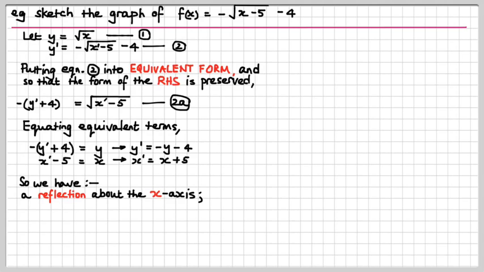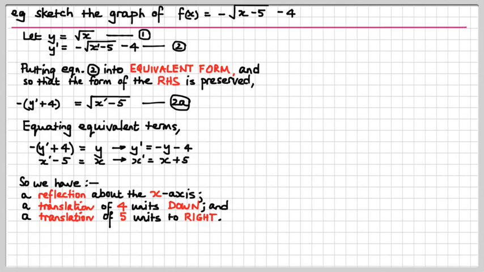Right, a reflection about the x-axis. That's what's creating that minus, because y is going to minus y. We've also got a translation of 4 units down, and a translation of 5 units to the right. That's good. Now, I suppose we have to go and get all this.